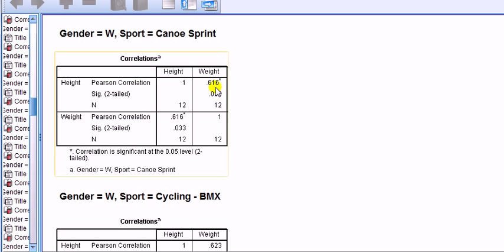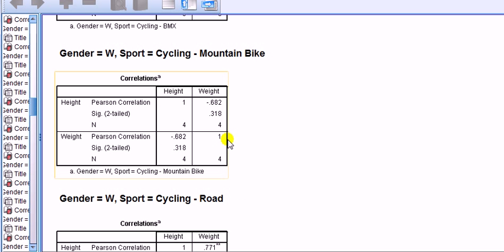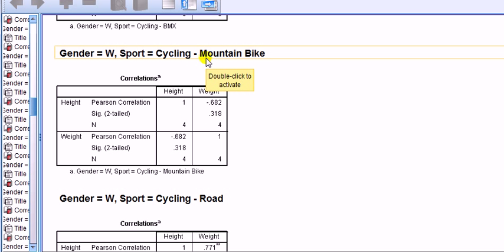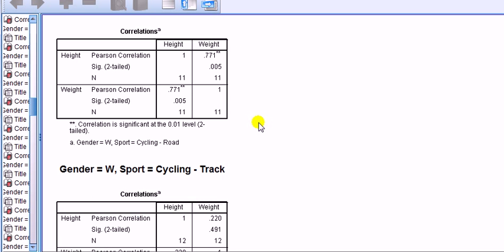Canoe sprint 0.6. BMX, 3 women participating in that, positive 0.6. Mountain biking, oh look, that's negative. That's the first negative we've come across. That's based on 4 ladies participating in mountain biking. Well, that means that there may well be a lanky lady in there, tall and slender, or fat and short, right? Opposites anyway, between height and weight. I think it's more likely to be tall and slender than fat and short.